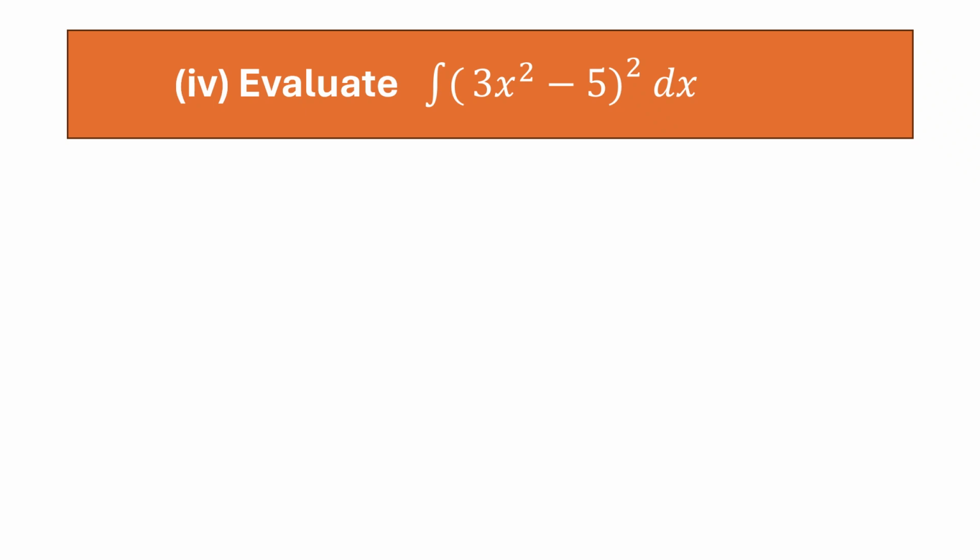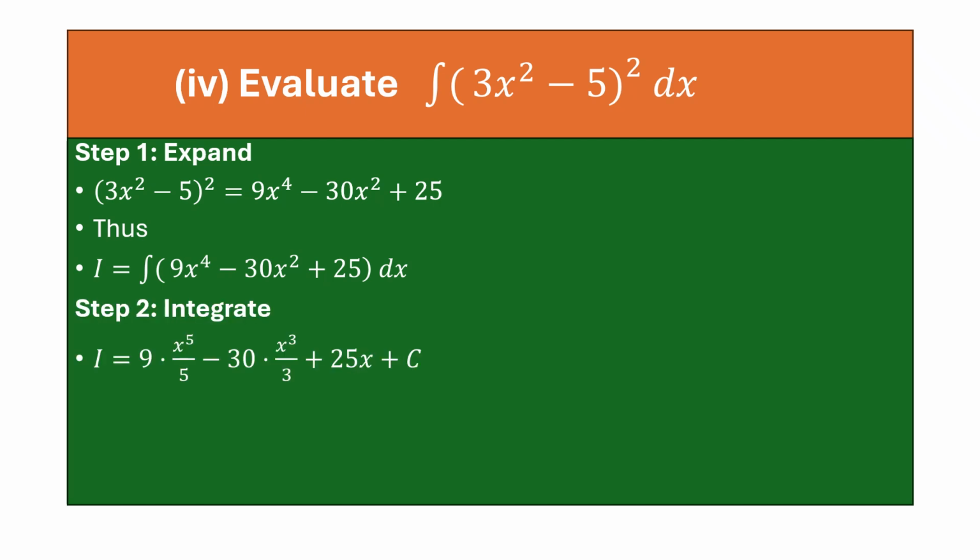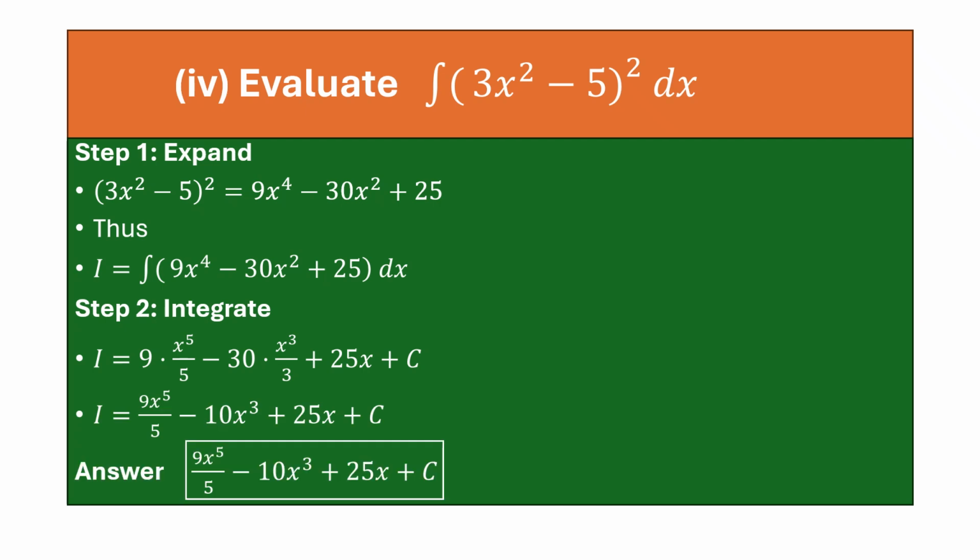Next is to evaluate 3x squared minus 5 whole squared dx. Now in this you need to expand. That means using the identity of a minus b whole squared. So once you expand it, you get these 3 terms. And again, the same thing, students, you just have to pause the video, try solving it by using the formula which is shared. So once you integrate, you get this answer.